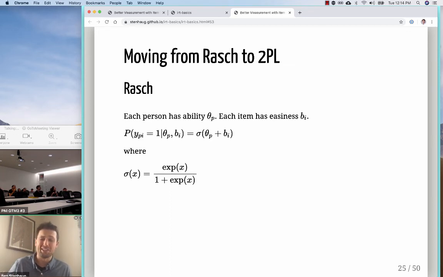You're probably noticing the symmetry here, which is that you can basically call items students and students items. The only real difference is that usually you have many more students than you have items, which is why it makes a little bit more sense to think of students as coming from a distribution.